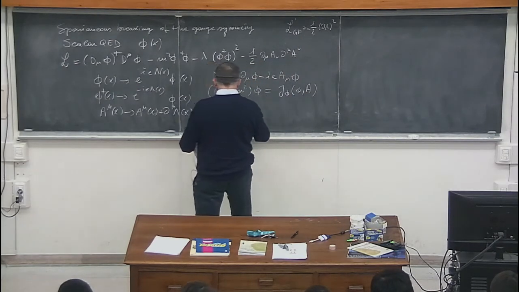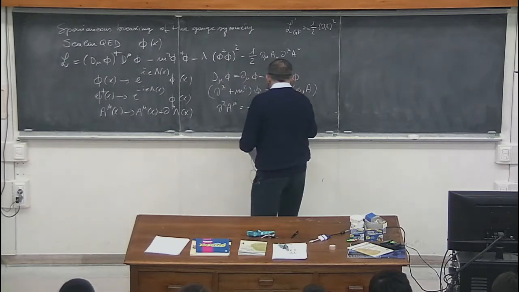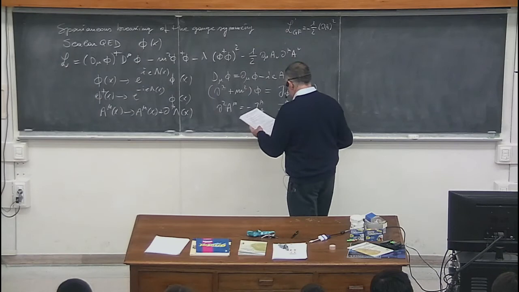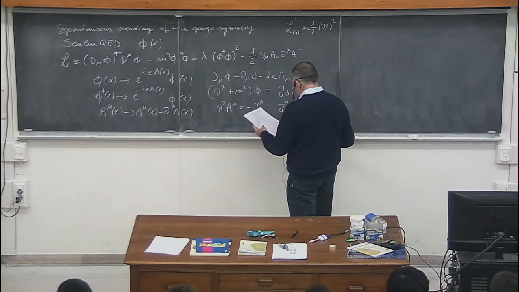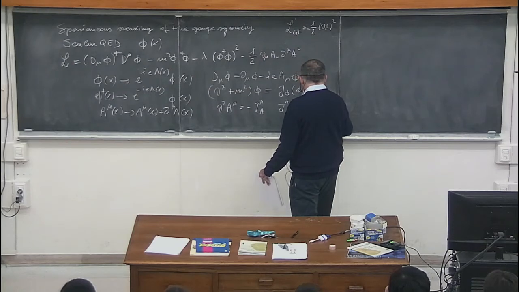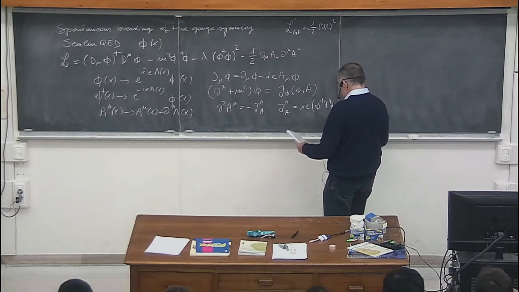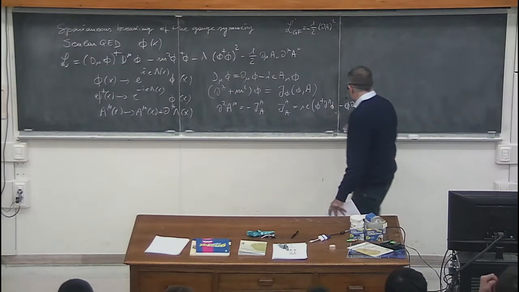∂²A_μ is equal to minus j_μ^A, and j_μ^A is the usual current for a charged scalar field, i.e. φ†D_μφ minus φ D_μφ†. D_μ is the covariant derivative, sorry.